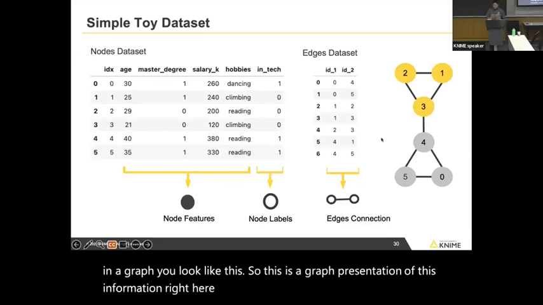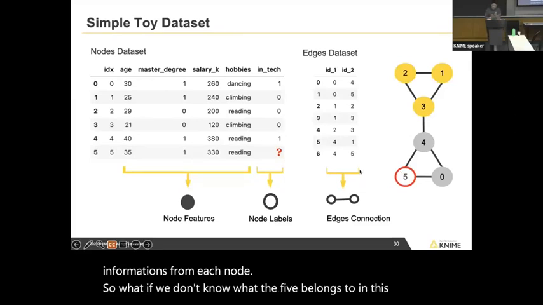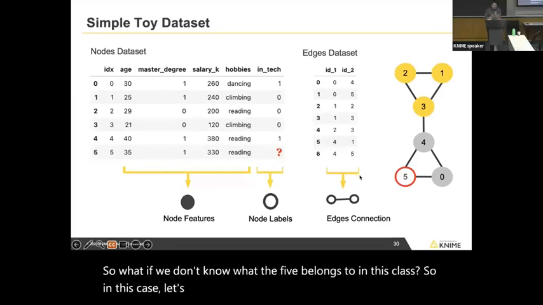And since in here we know the information for each node, let's consider what if we don't know what class node 5 belongs to. So in this case, let's build a GNN model and see how it actually works.